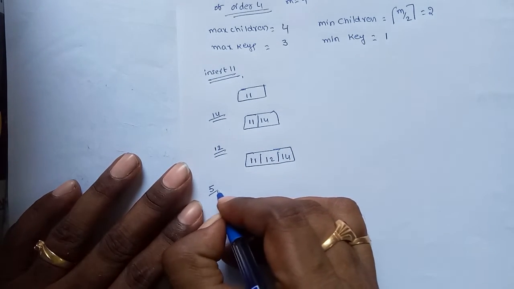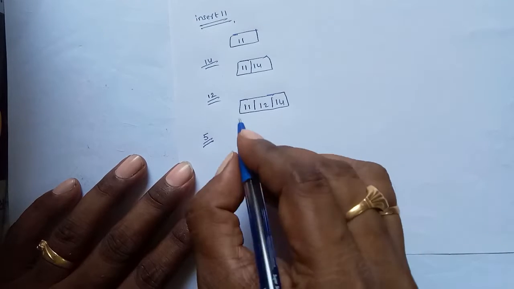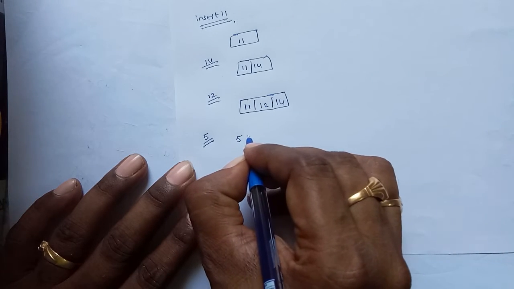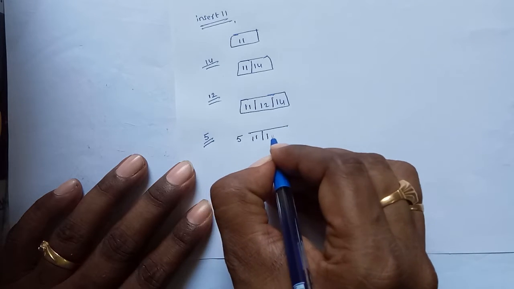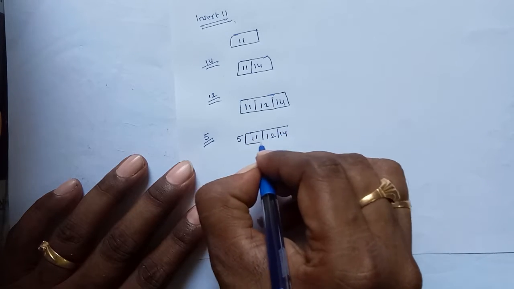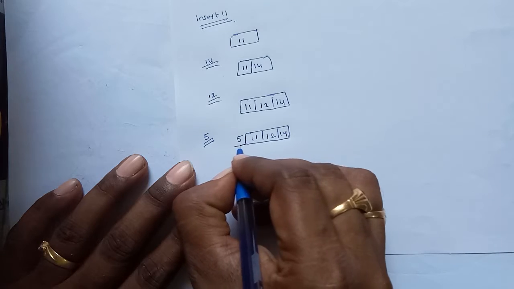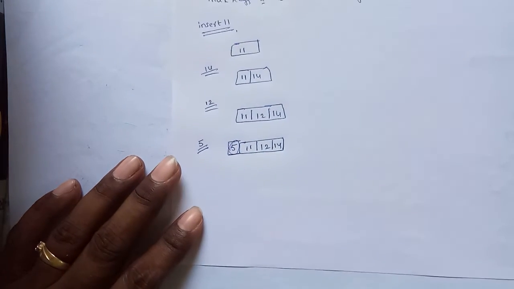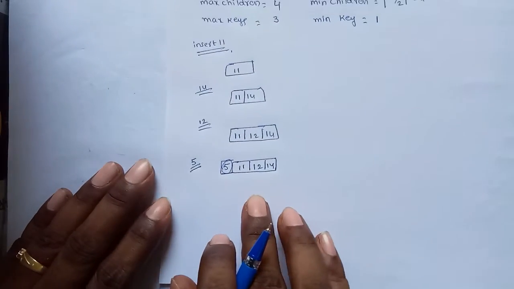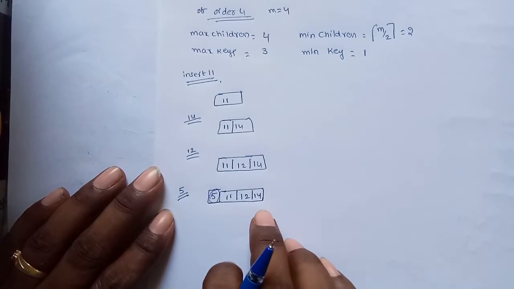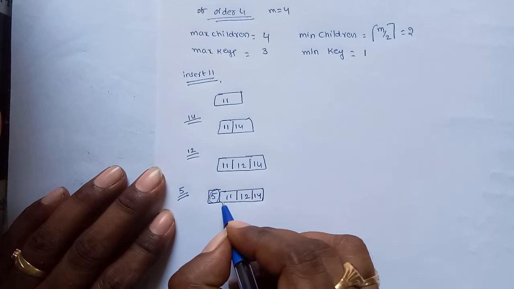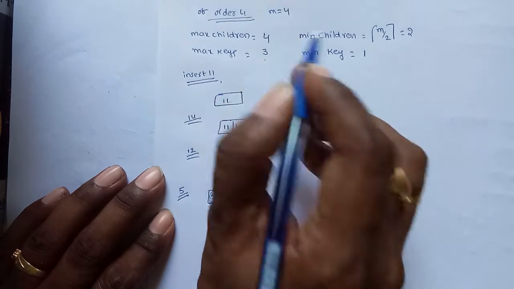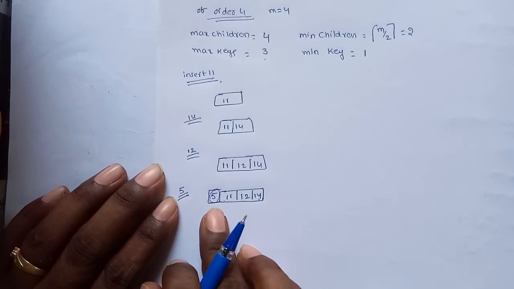Next insert 5. What is the position of the 5? We have to insert 5 at this position, 11, 12, 14. This is the position of 5. Okay, but by inserting 5, it violates the property. What is the property? The maximum number of keys is only 3, but after inserting, it violates the property.